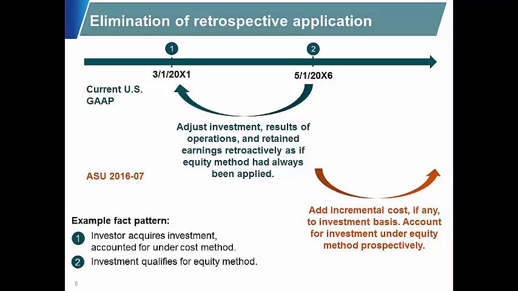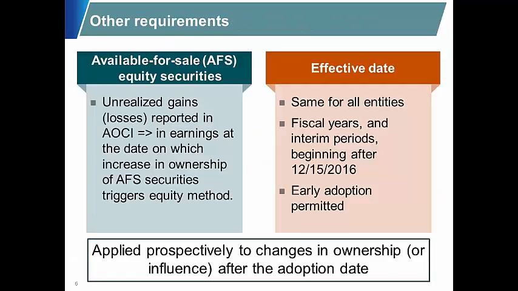In addition to reducing the complexity, the amendment also improves consistency with IFRS, which does not require a retroactive adjustment when an investment becomes qualified for the equity method. The amendments in 2016-07 also require that an entity that has an available-for-sale security that becomes eligible for equity method of accounting to recognize the unrealized holding gain or loss in accumulated other comprehensive income through earnings at the date in which the investment qualifies for use of the equity method.